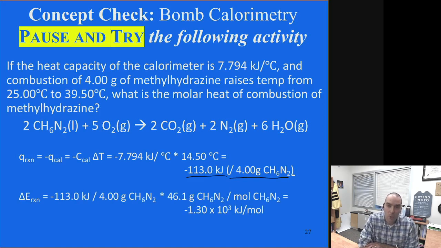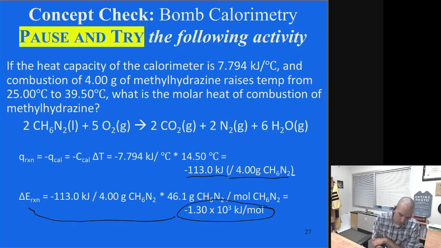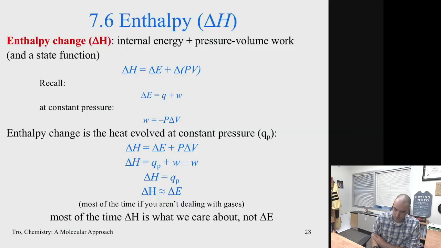If we want to come up with a molar heat of combustion, or the internal energy of that reaction in terms of moles, here's when we need to multiply by our molar mass and convert the 4 grams into the moles that we actually had in our system. And when we do that, we come up with a value of negative 1.30 times 10 to the third kilojoules per mole. So here's our molar heat of combustion, which is also, because we're using bomb calorimetry, going to be equal to the delta E of our reaction. Okay.